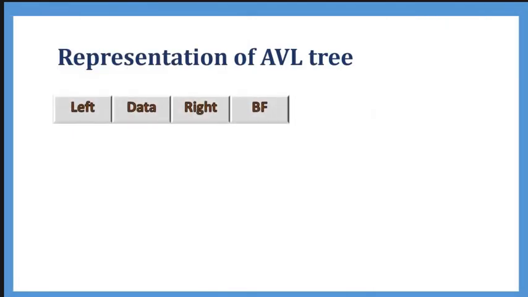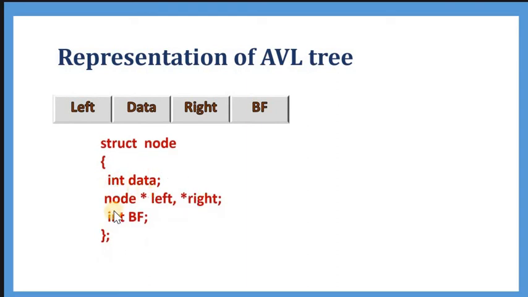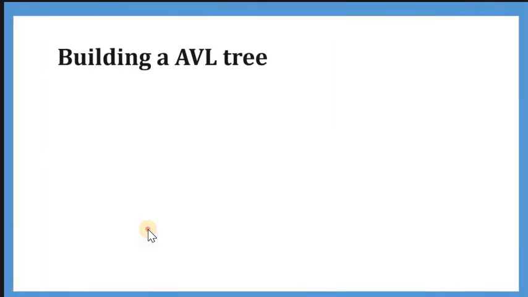Representation of AVL tree. Normally a binary search tree node is represented as data, left child and right child, but in an AVL tree you have to add one more component called the balance factor. The AVL tree node is represented as left, data, right and balance factor. So the node structure becomes: struct node, int data, node star left and right, and integer balance factor. Now we'll see how to build an AVL tree.